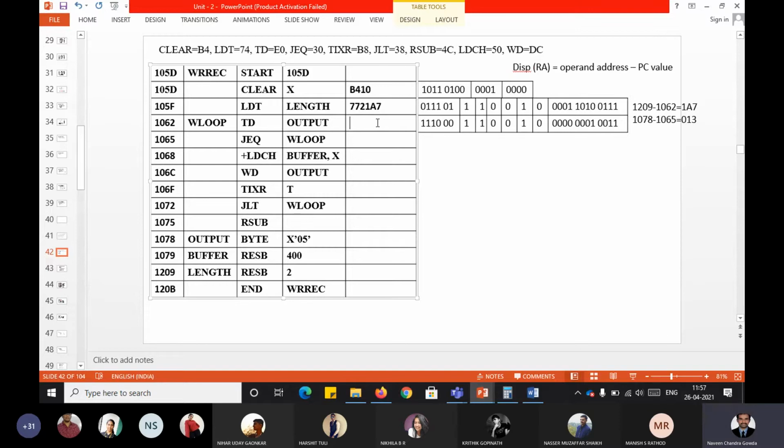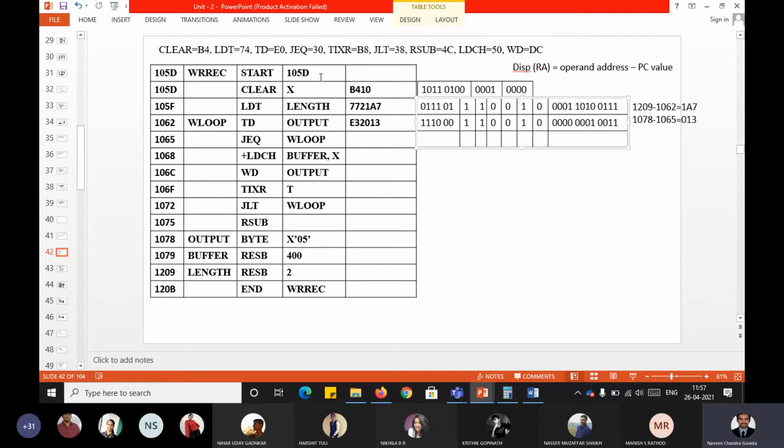Now it is E followed by 0011. 0011 is 3, followed by 0010, which is 2, followed by 0, 1 and 3. I hope you guys are getting my point. If not, you can ask me. If you guys are not understanding, please ask me. Then again, the next instruction is JEQ WLOOP.